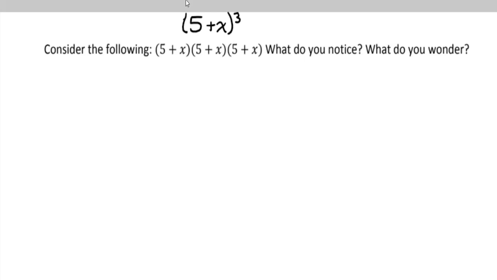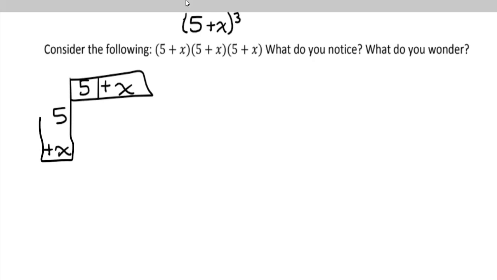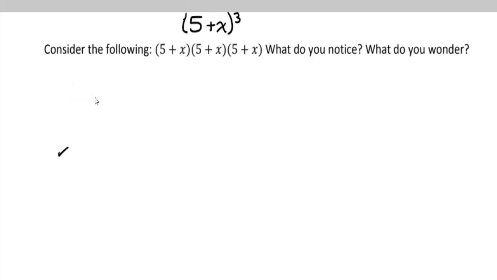So now I'm going to use my grid method, but again, I can only do 2 at a time. So this is my first grid. You know what? I didn't like the way I did that. Let's change that up. Let's try that again. I'm just going to write 5 plus x, and then I'm going to write 5 plus x, and I'm going to make a grid here. That looks better.